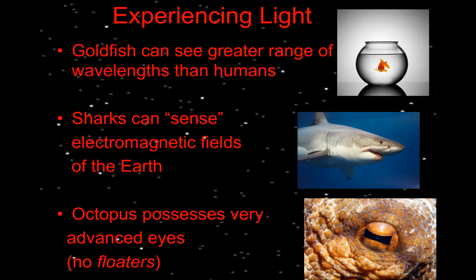An octopus is actually very advanced. The octopus eye actually has none of those floaters that humans get in it. This is due to the movement of blood around the eye rather than over it in an octopus versus a human. So octopus eyes have a much greater array of wavelengths than humans, and they are a little more advanced.